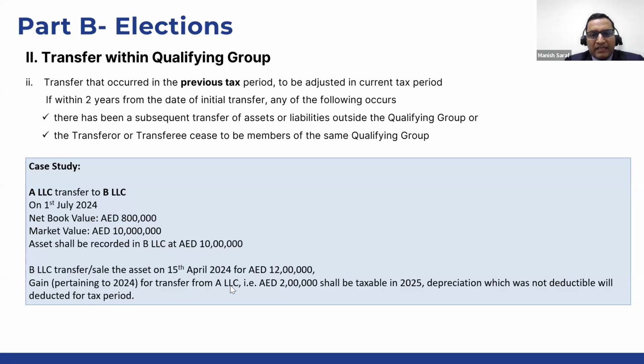But in case this asset is sold off in 2025, say it is sold on 15th April 2025 for 1.2 million, the gain of 200,000, which was not previously taxed, will be taxed after considering the depreciation on it. The additional depreciation which is there because of that market value change in 2024 will be considered. The net amount will be taxable in the year when this is getting transferred.